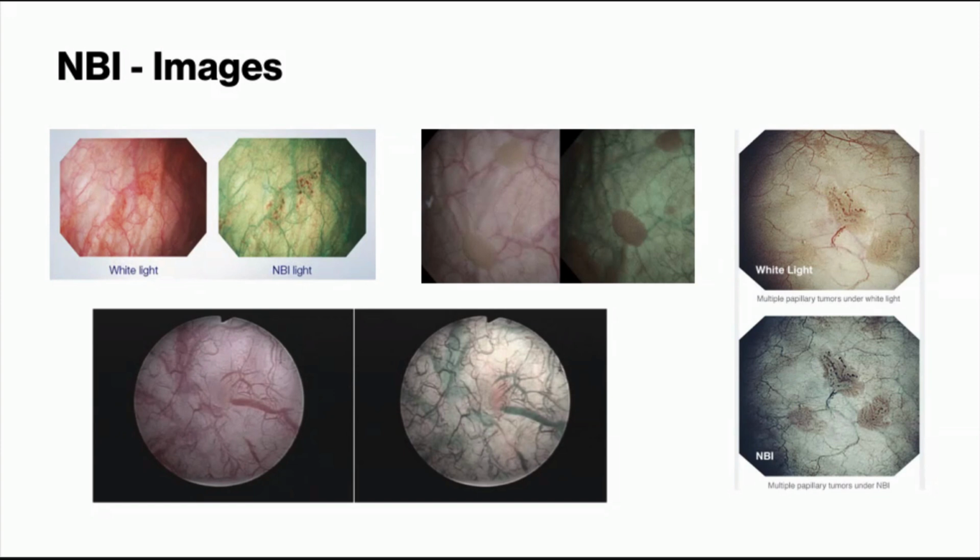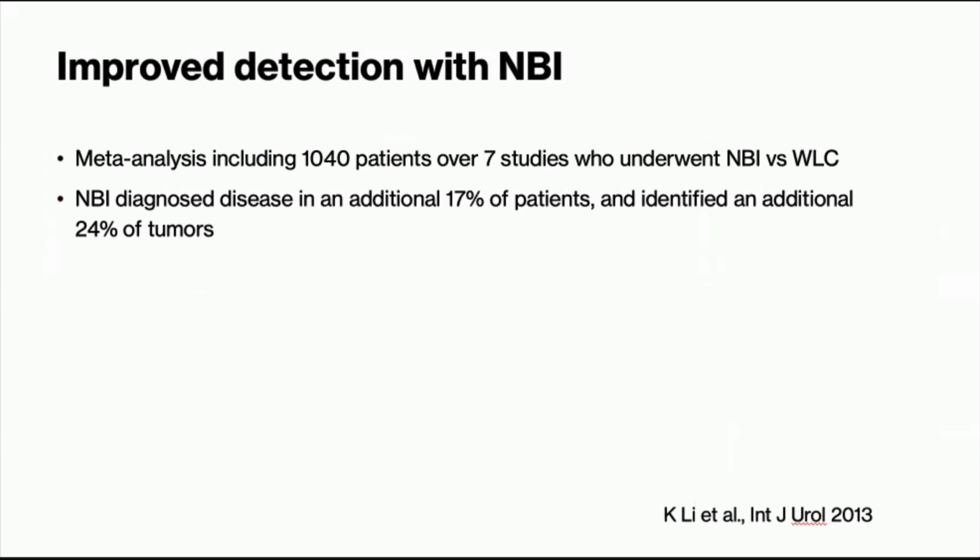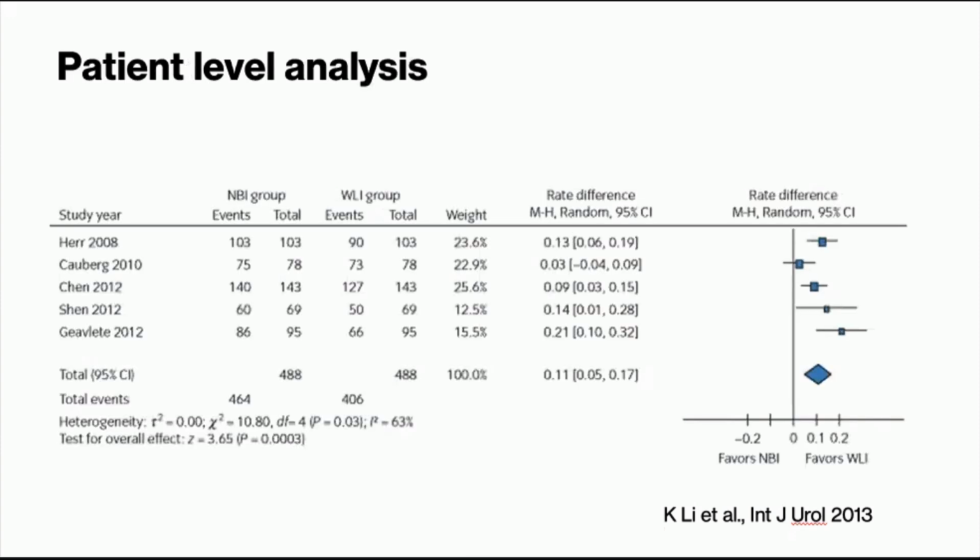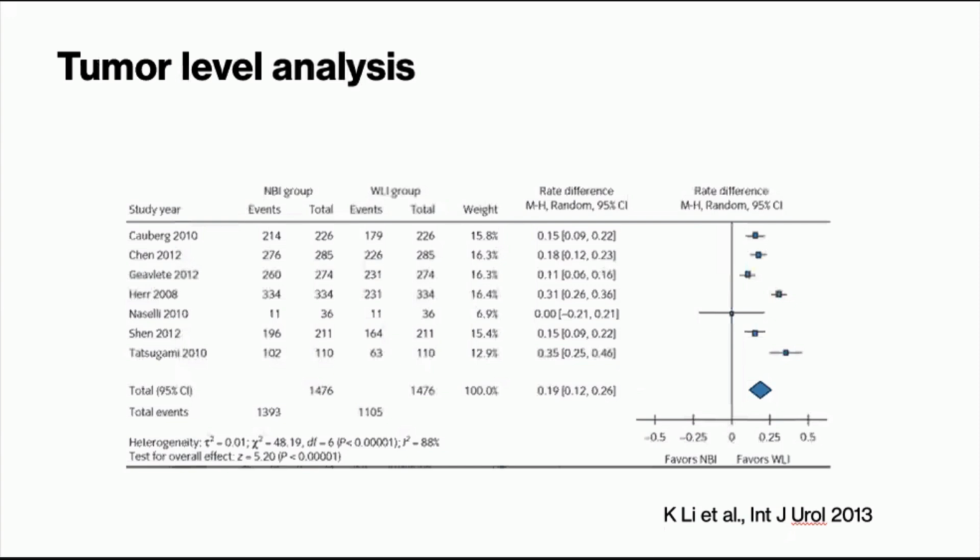But does it actually help? Well, we can say pretty reliably that it can improve your detection of tumors. There's a meta-analysis including 1,000 patients over 7 studies, and it showed that narrowband imaging could help you diagnose disease in 17% more patients and identify an additional 24% of tumors, both on a patient level and on a tumor level analysis.